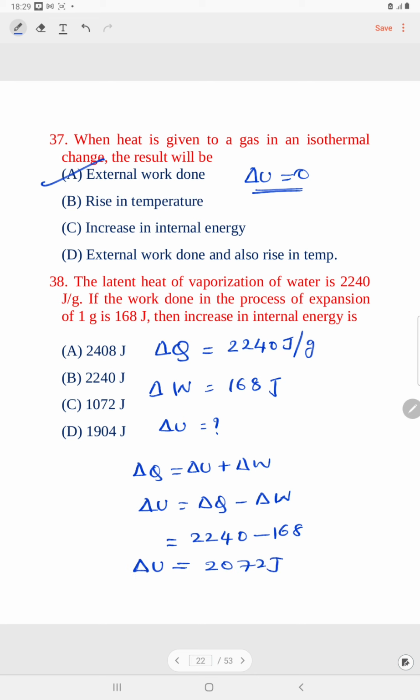So if you look among the options, there is no such option having 2072. There is a small correction in option C. It is 1072 given. Actually, it is 2072. Correct option C to 2072 and mark C option as the answer. So change in internal energy is 2072 joule.